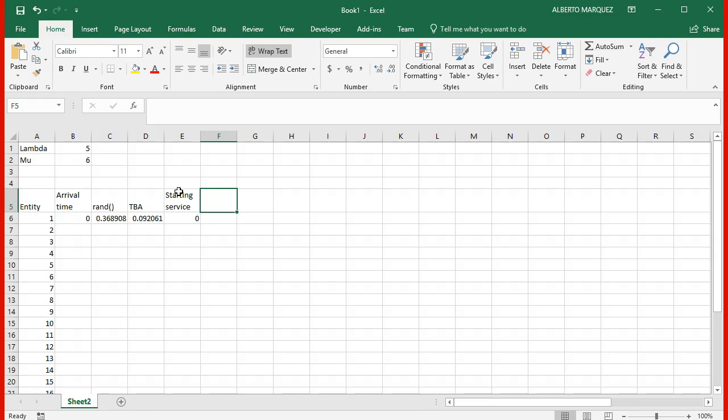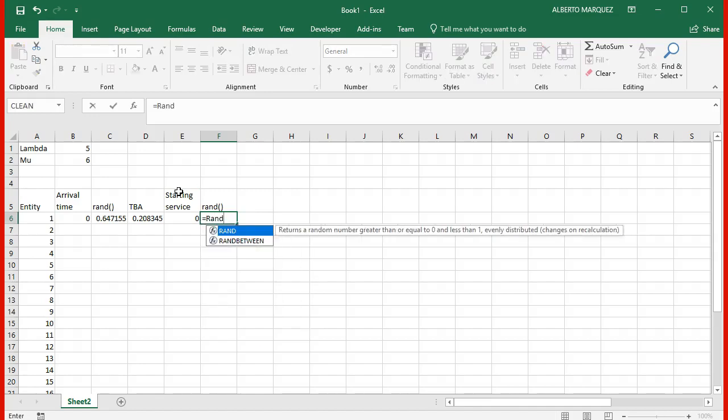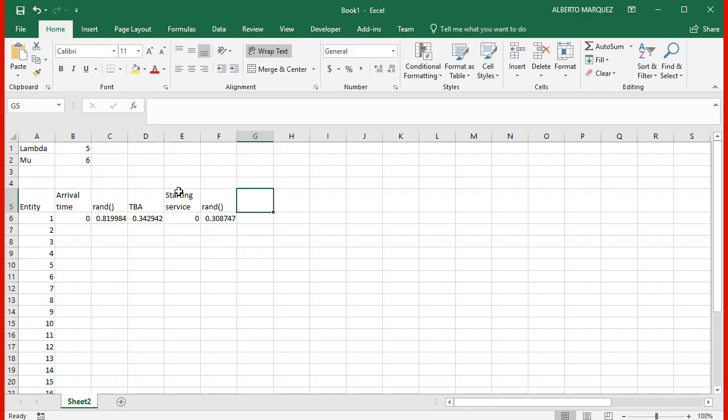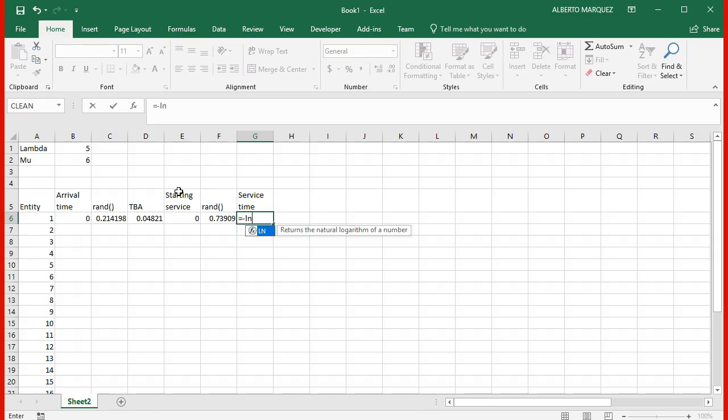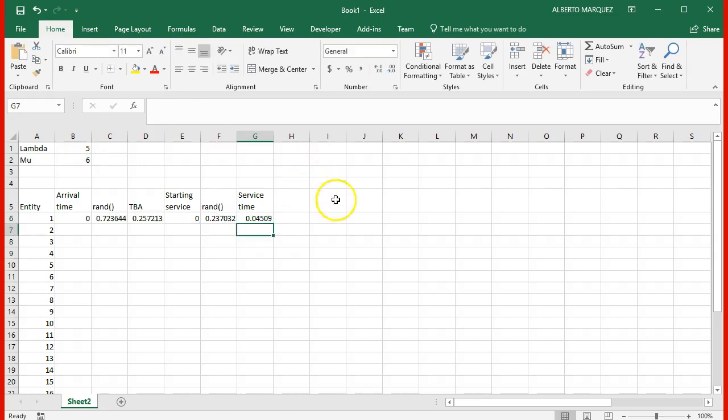To do that, we need another random number. So we generate another uniform random number, and now we determine the service time. We will use a very similar formula, which is negative natural logarithm of 1 minus the next random number, divided this time by mu. And also we need to use an absolute reference. So that's the service time.